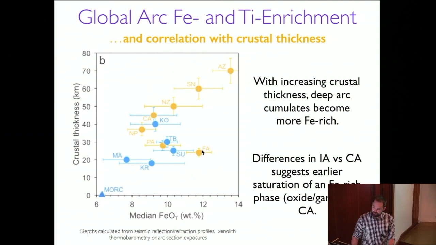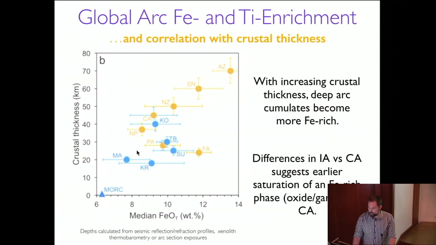Now note that what we're comparing these iron concentrations to is crustal thickness, and all of these depth estimates are based on either seismic reflection or refraction profiles, xenolith thermobarometry, or in some cases where the arc section is actually exposed on the surface, like in Talkeetna and Kohistan, actually measuring the entire arc section. So I mentioned earlier that most of these deep cumulates come from effectively xenoliths brought up in pulses of lava later on, but some of these come from arc sections that are exposed on the surface of the Earth. It's probably about 3 or 4 of them that exist.